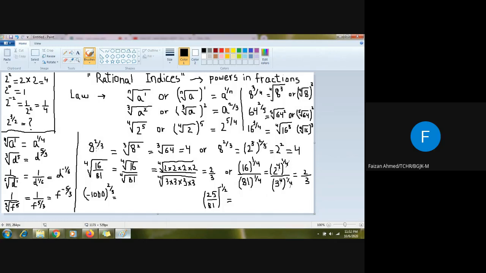The first one is 8 to the power 2 upon 3. This is my question, and I have to evaluate. I have to find the value of 8 to the power 2 upon 3. So first, according to the law, I can convert that into the radical sign. I know that this 2 will come into the power of 8, and this 3 will come in the root index. I know that 8 square is 64, and what is the cube root of 64? The cube root of 64 is 4. So the answer of this question is 4. You can also solve it with another method, that is 8 to the power 2 upon 3.